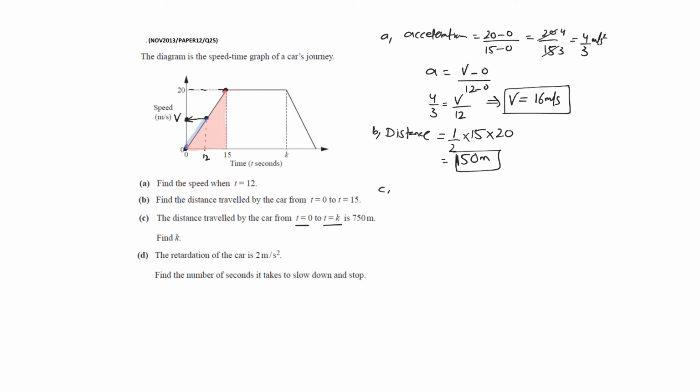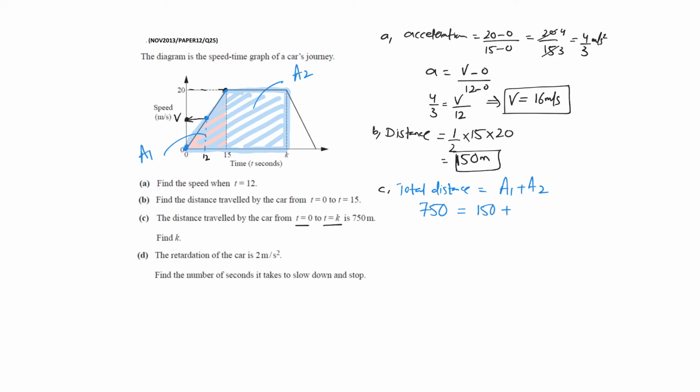So you have been given the total distance from t equals to 0 to t equals to k, which means this entire distance. This region comprises of a triangle and a rectangle. So if I were to write total distance comprises of this area 1 and this area 2. Total distance is given to me as 750 meter. Area 1, which was a triangle, is 150.